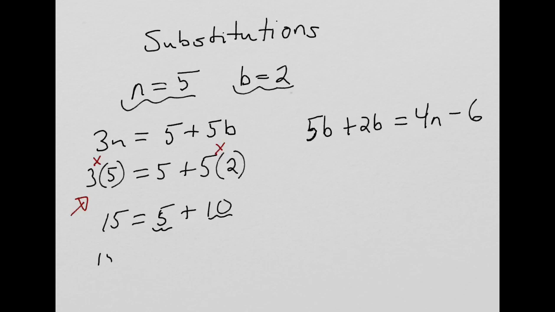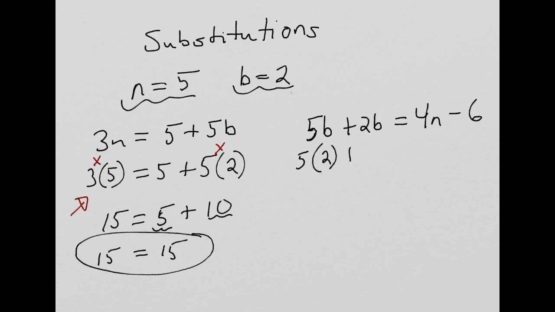In this side I have 15 is equal to, and look at that, it's equal to 15, so this is true. Done. And on this side over here, same thing. You take each one, in this case it's a 5, a b is actually worth 2, and 2, and a b is actually worth 2 over here. And then over here we have a 4, and an n is worth 5, and bracket minus 6.